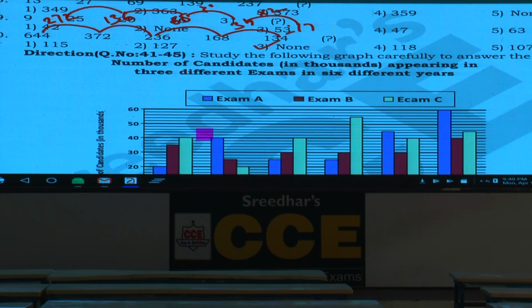Done with this? Now this is about question numbers 36 to 40. This is about paper number 633. Anything else to be discussed in this paper?